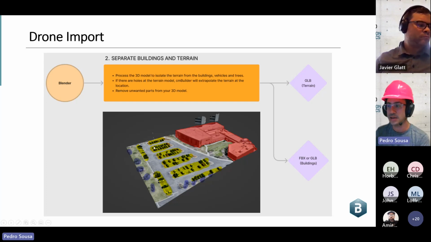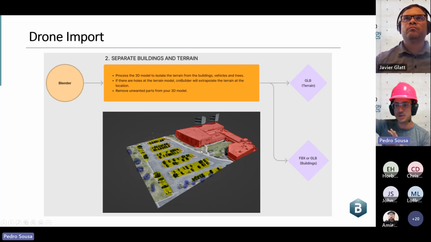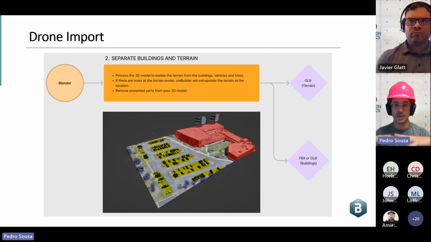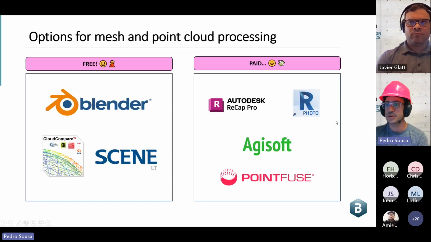So we will need to find a way to process this file, to take your buildings and put them in one bucket, take your vehicles and trees in another bucket, but most importantly, to have the terrain in an isolated mesh, okay, isolated geometry. There are a couple of ways that we can do that, and this also depends on which type of data you have available. If it's a point cloud or if it's a mesh scan, you will use certain types of software. I'm showing a couple of options over here.